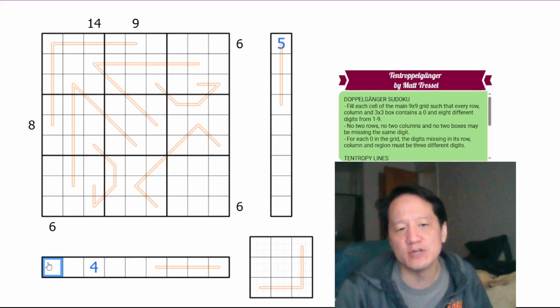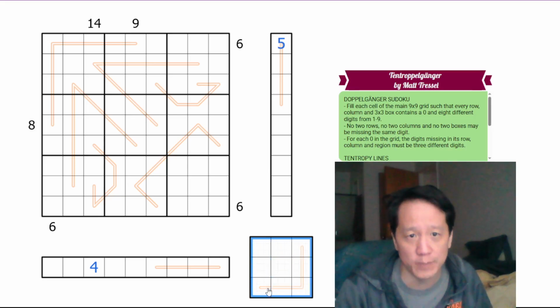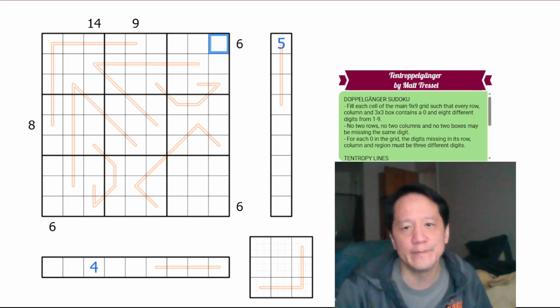So that means we have a distinct set of the digits 1 through 9 in this set of missing digits, and in this set of missing digits, and in this set of missing digits for the boxes. And this corresponds to the missing digit in box 1. This is the missing digit corresponding to box 2. Same, etc., etc.